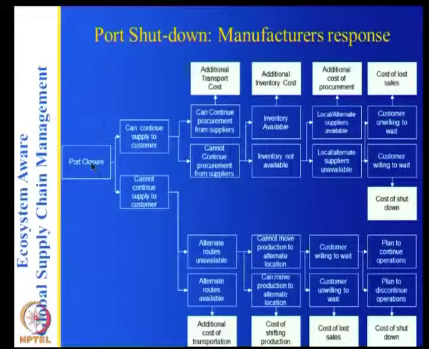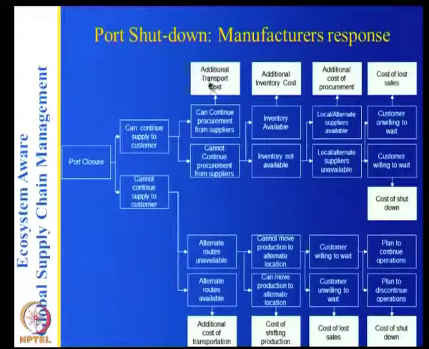In other words, when there is a port closure, you can still continue, but there is an additional transport cost. In other words, if there is a shipping strike, you can go to another port and continue the procurement from the suppliers, and the inventory available, inventory not available. For each of these cases, you can still continue to supply. But supposing you cannot continue supply, then alternate routes are unavailable, alternate routes are available, additional cost of transportation, and so on, the cost of shutdown.